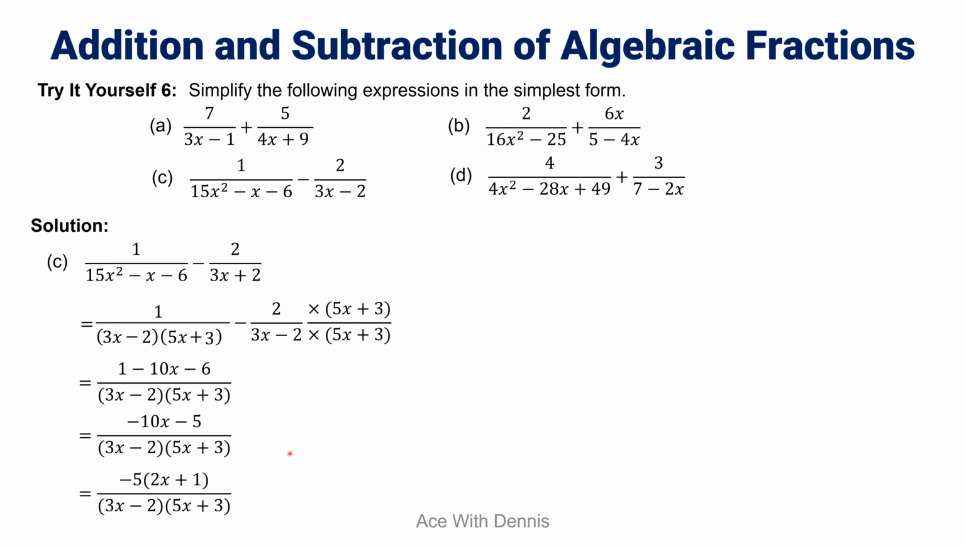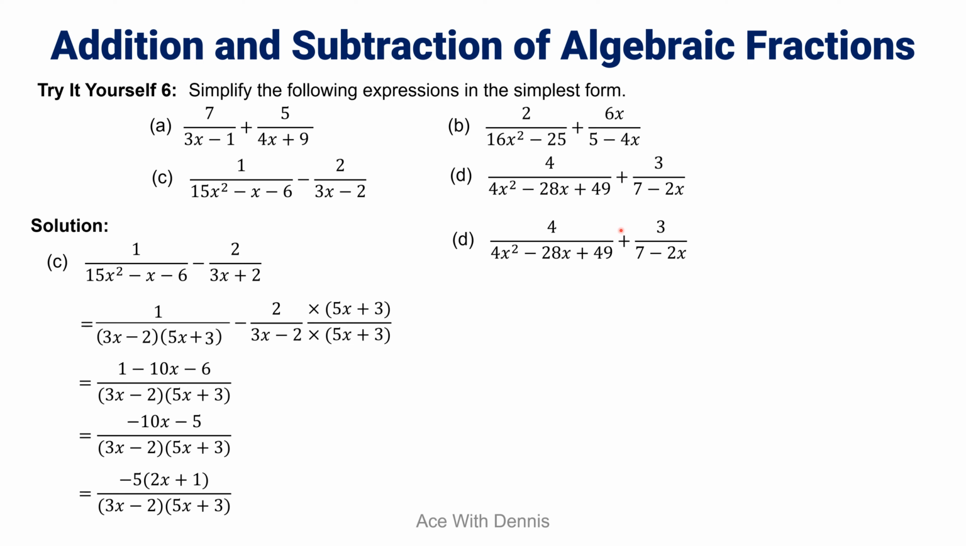So I can factorize negative 5, because comparing these two terms here, the common factor is negative 5, and then bracket 2x plus 1, over the denominator 3x minus 2 times 5x plus 3. This is the answer for C. Then move on to D.